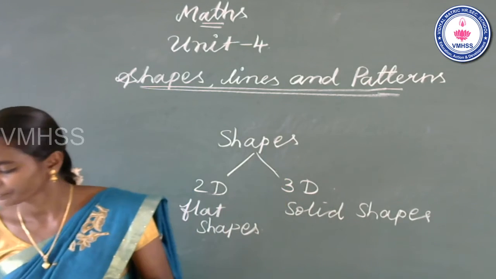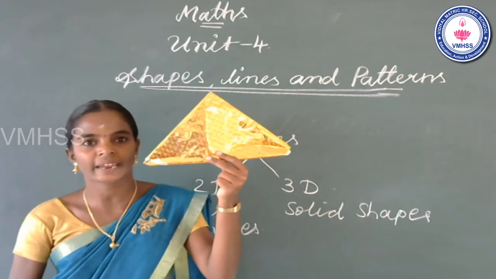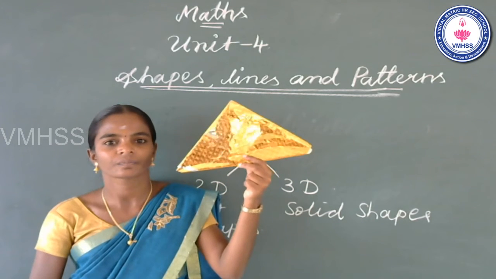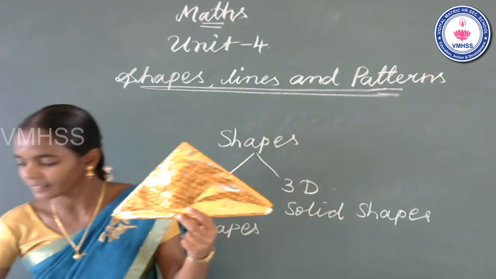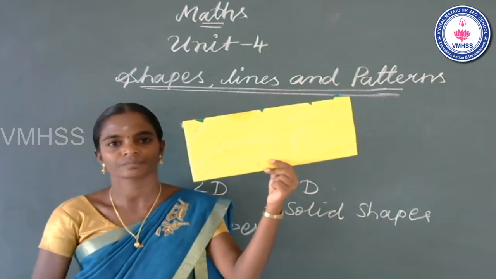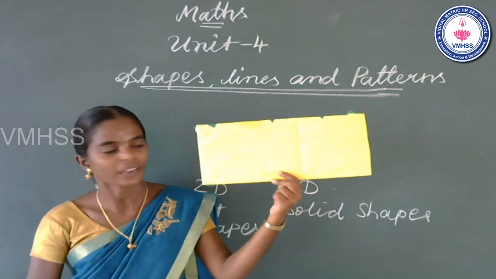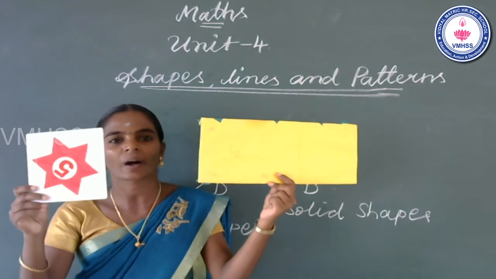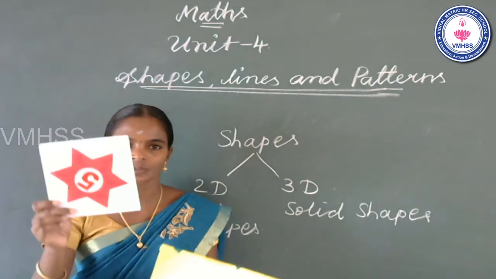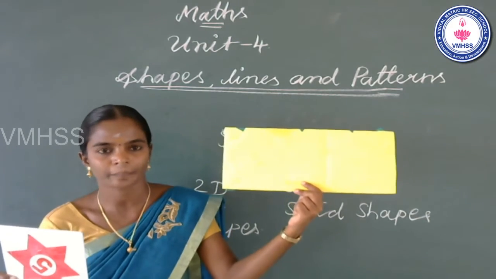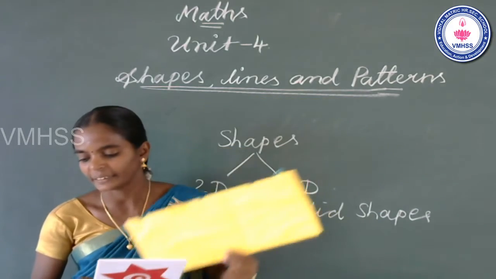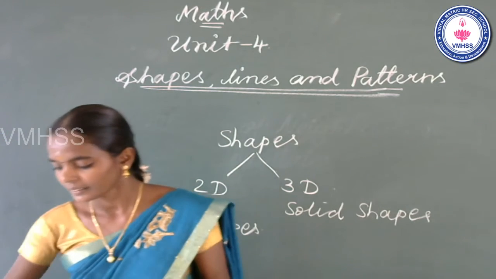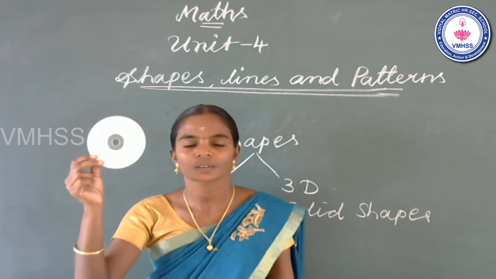Next one, children, listen. What is the shape? Triangle. Next one, children, listen here. What is the shape? Rectangle. So this is rectangle shape, this one square shape. Did you understand? This one square shape, this one rectangle shape. Next, this one triangle. Next, CD. So this is circle shape.